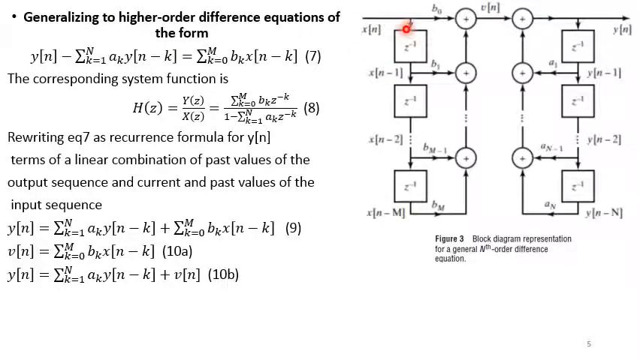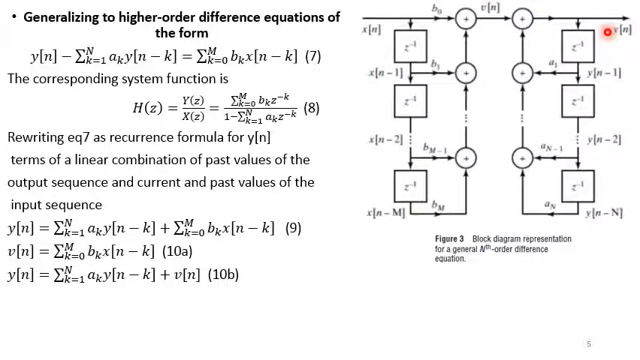Then we have the delayed versions of the input. I hope you understand. You delay it by 1 unit, then we have x of n minus 1, and we scale it by a factor of b1. In this way we go up to m. All these values are added to give v of n.